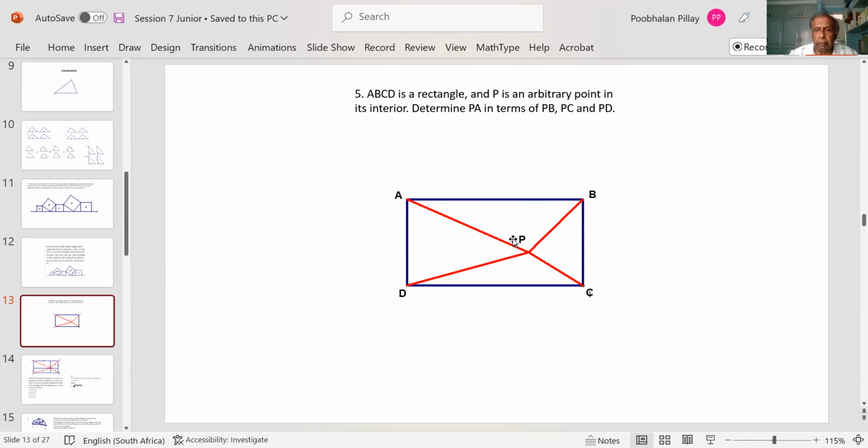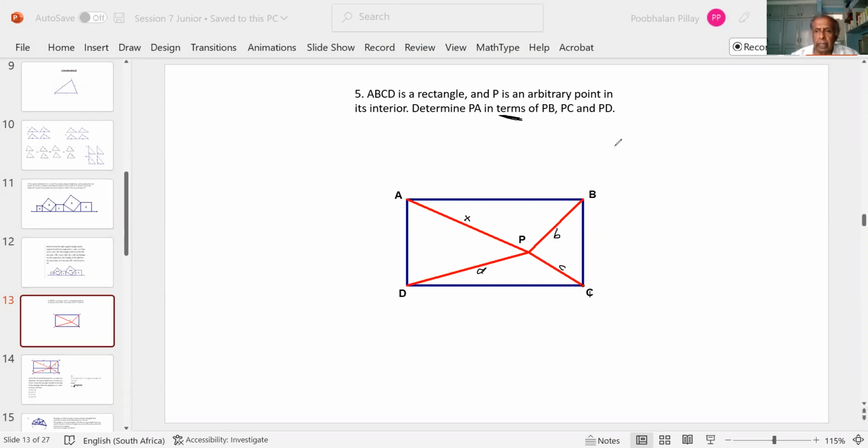Calculate PA. Because we don't know what PA is, let's give a name to it. Let's call it X. Calculate PA in terms of PB, PC, and PD. In other words, the remaining three lines. Okay, let's give names to these. Let's call them B, C, and D, because this is going towards B, this is going towards C, and that's going towards D. So we calculate X in terms of B, C, and D.